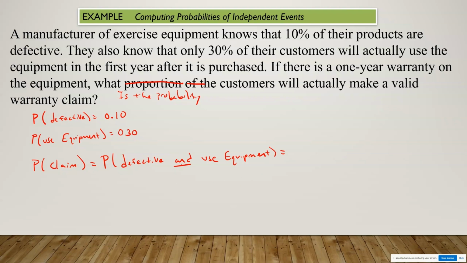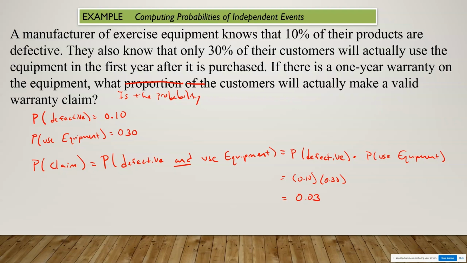Well, I see this "and," and that generally is multiplication, and so you just have to ask, are these independent events? The first thing is, if it's defective, is that going to impact if I actually try the bike? I won't know if it's defective or not. So yeah, these are independent events. So this is just the probability that the bike is defective times the probability you use the equipment. Well, we know what these are. The probability it's defective is 0.10. The probability you use the equipment is 0.30. When you multiply that, that's just 0.03.